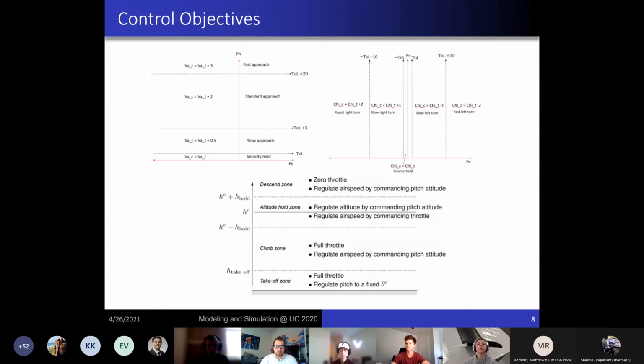Next slide. So these graphs are a visual representation of that. You can kind of see as we're getting closer, distance-wise, we'll go from fast approach, standard approach, slow, and then velocity hold. And similar setup with the course and altitude.